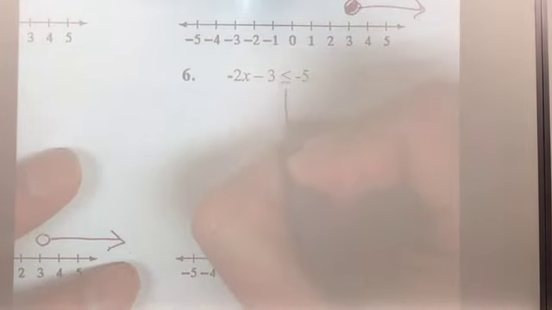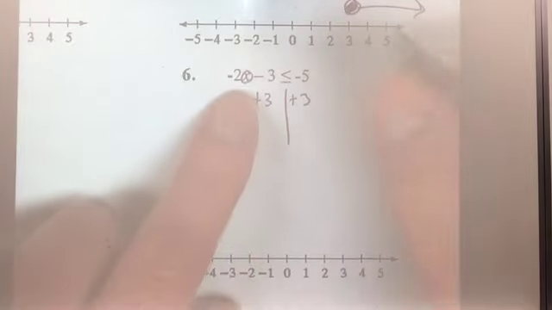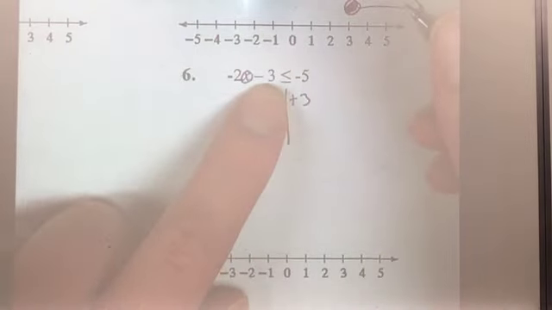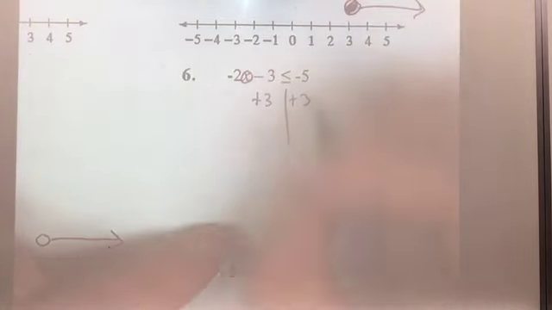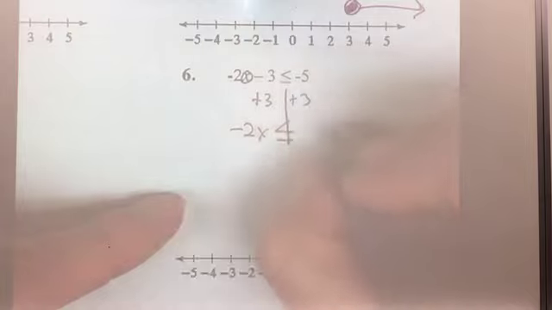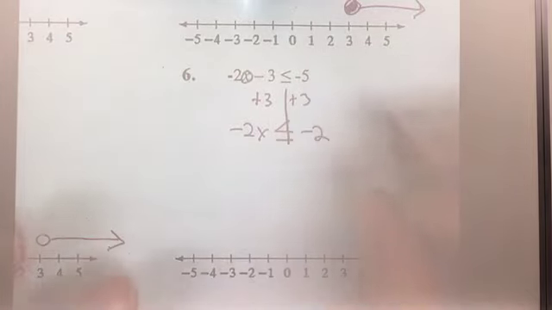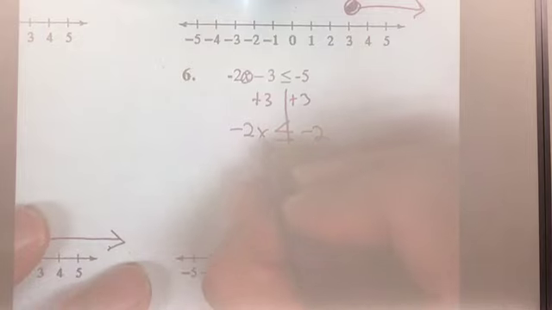I'm going to draw the line, and I'm going to add 3 to both sides. Why? Because I have my x right here, and I want to go after the one by itself next to the x. I've got a minus 3, so I add 3. So now I have negative 2x is less than or equal to negative 2. If you're not really sure how to do those, use your calculator. Now I'm multiplying, so I'm going to divide both sides by negative 2.